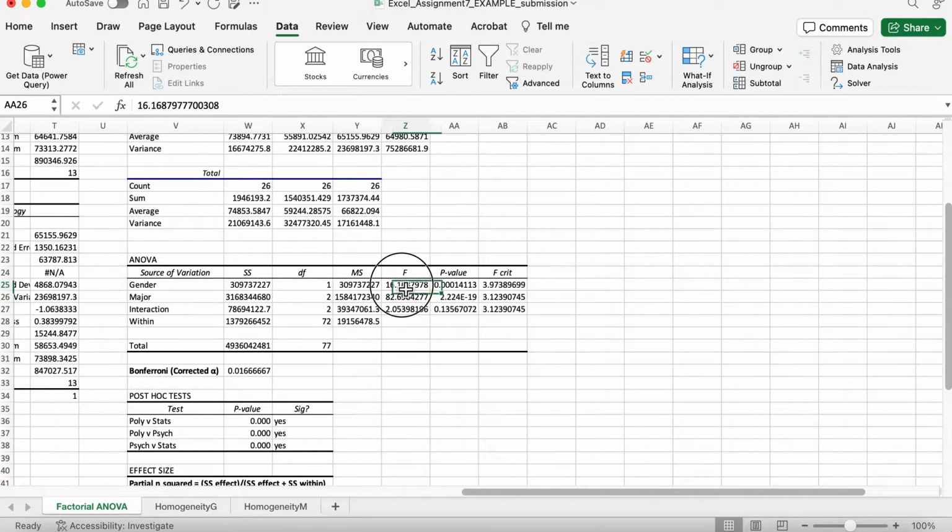We have these F values, and you can tell just by looking at them that they are pretty big, right? Our critical values are 3 point something, and these are huge. Our interaction, though, the gender by major, is not significant. So we don't have any interaction effects, but we do have main effects. So gender is a main effect.